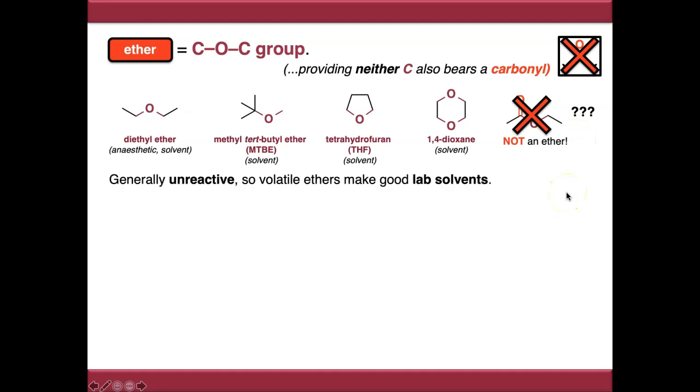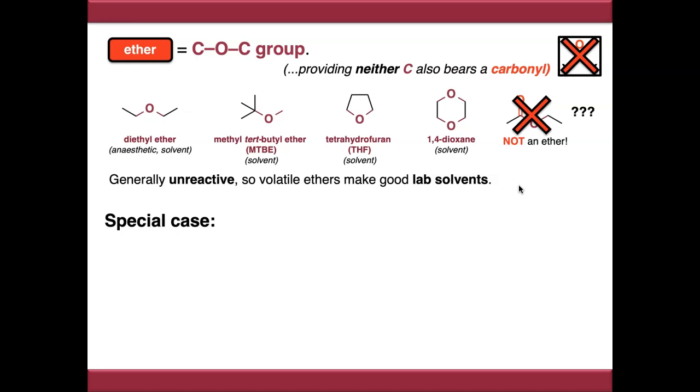So ethers, straight chain ethers and large cyclic ethers like this are generally unreactive, and a lot of them tend to be volatile, so we use them as lab solvents. So things like THF and dioxane are really common lab solvents because they're inert, unreactive, they don't interfere with the reaction you're trying to do.